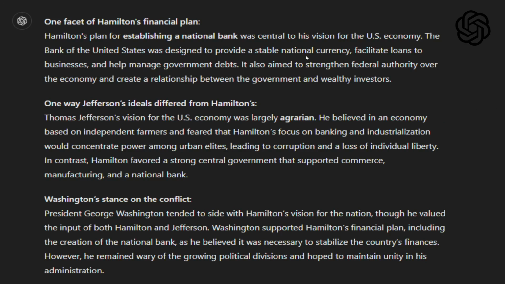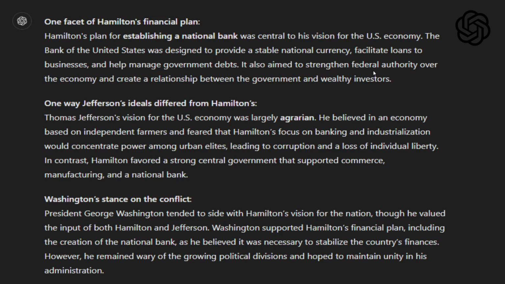So to provide a stable national currency, because in very early U.S. history, in the colonies, when they were still colonies and when they first got their independence, the national currency and the paper money was worth close to nothing. So Hamilton's National Bank was designed to provide a stable national currency, to facilitate loans to businesses so that businesses could build up and the economy would therefore grow, and to help manage government debts.